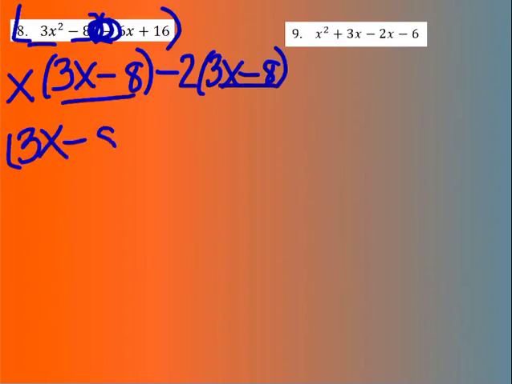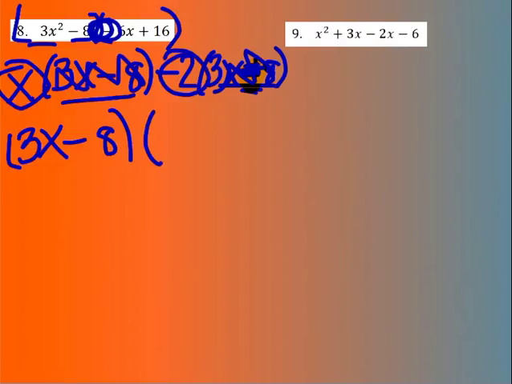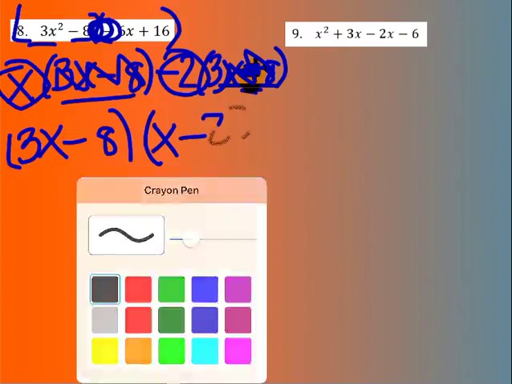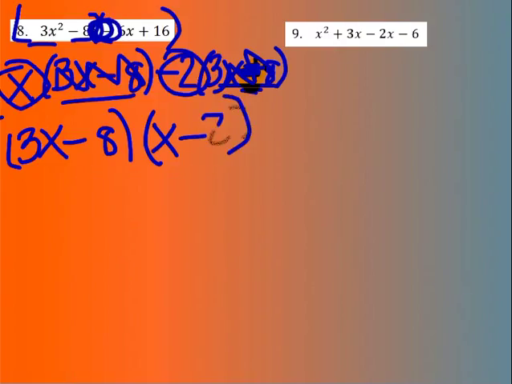Now if I hadn't taken out a negative 2, this would have been a positive 8, which wouldn't have matched. So that's not what we want. That's why I took out a negative 2, so that would be a minus sign. Then once I get rid of my leftovers, I'm going to write what was outside of each of my parentheses, which is x minus 2. So that's your answer for number 8.